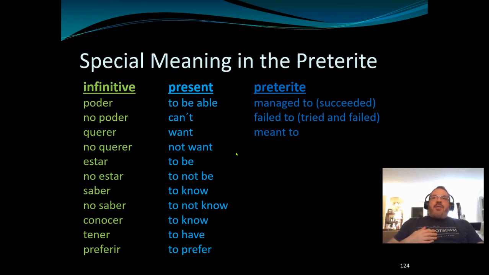If you think of that as an event, a desire for a specific action in time, use preterite of querer. Yo quise. All right, so yo quise ir al cine. I meant to go to the movies, but I didn't do it. Okay. No quise.